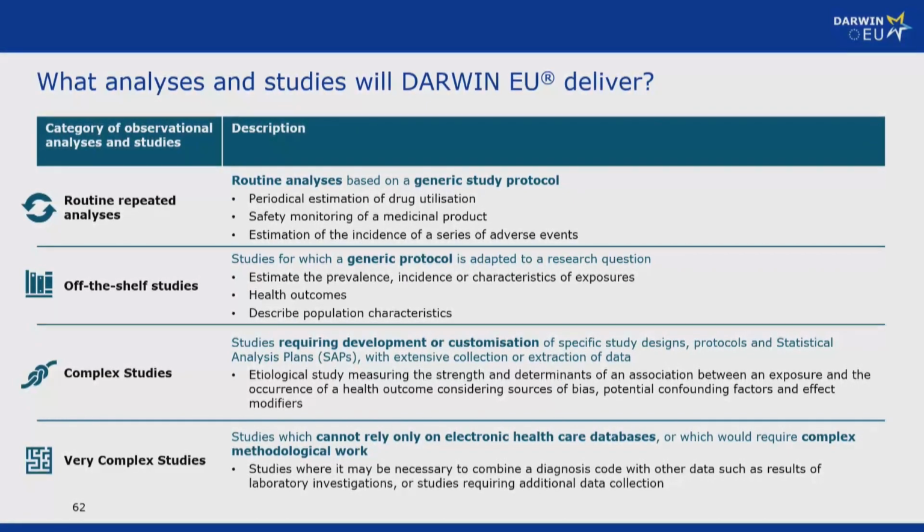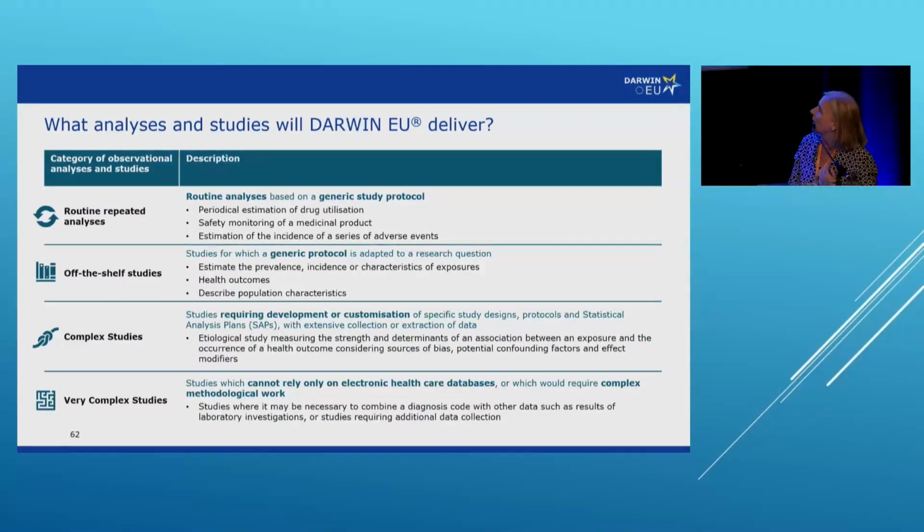Then we have complex studies. These would be studies where we require development or customization of specific designs, protocols, or statistical analysis plans, and could be with extensive collection of data. And then we have the very complex studies. These are studies which cannot rely on electronic healthcare databases only, so for which we require complex methodological work, or where we would have prospective data collection. And then at the top, we have routine repeated analysis. So that would mean that the studies that we have done in the past would be repeated, for instance, next year after, at a regular phase.